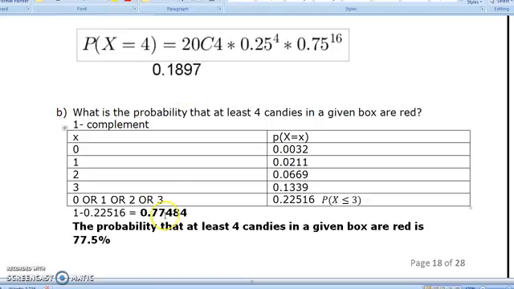Okay, and that comes from our calculations here, all the different cases that we could do, and we added them all up because that's what we do with OR.